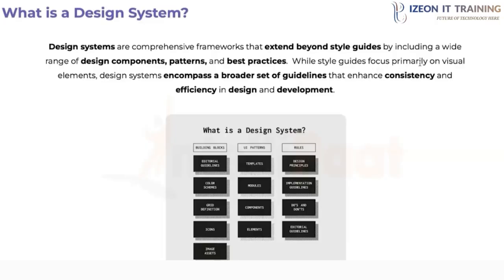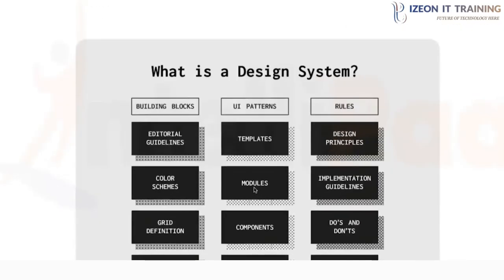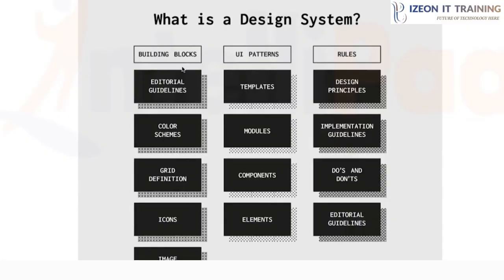So while style guides focus primarily on visual elements, a design system encompasses a broader set of guidelines that enhance consistency and efficiency in design and development. So as it says, design and the development also. What you will have in a design system is all your building blocks. We saw those atoms, molecules, and the patterns, and then the final design also, right? So all of those will be part of the design system. From atom to molecules to your component, then your template, and then your final designs also.